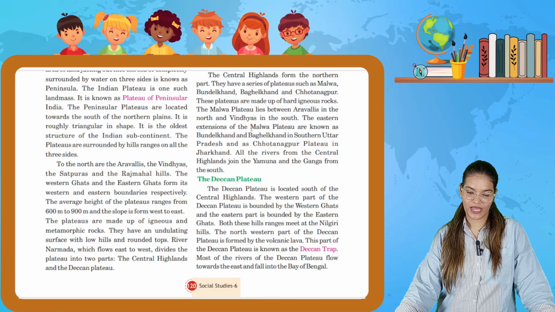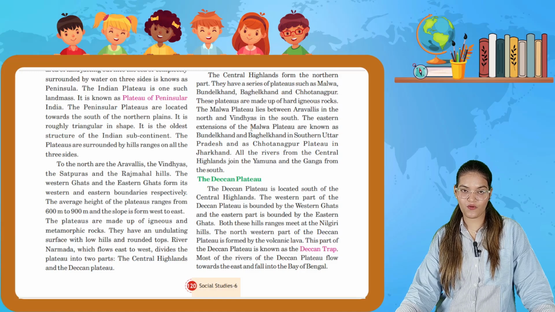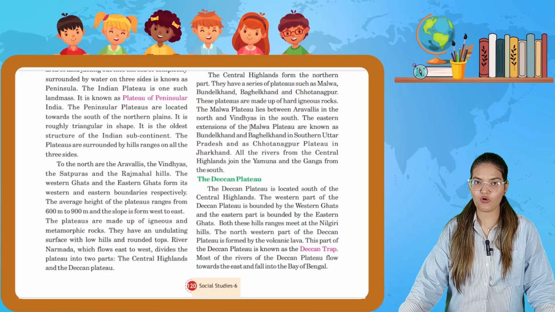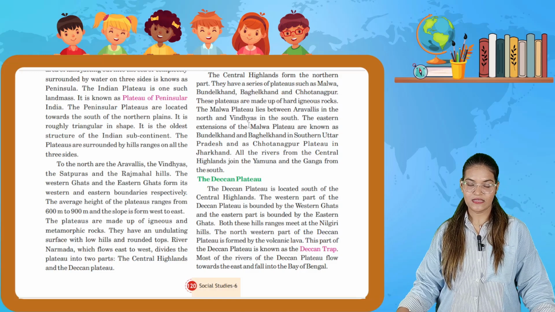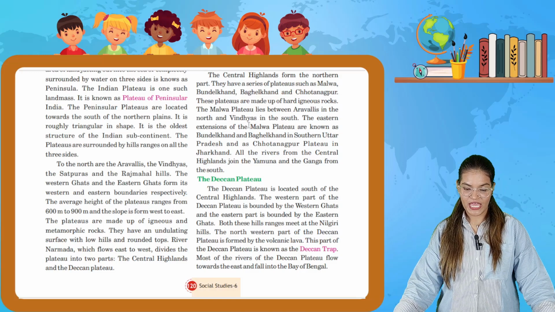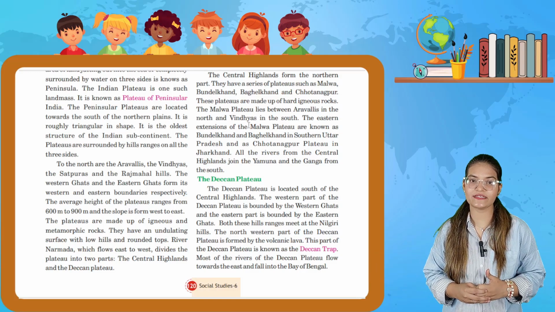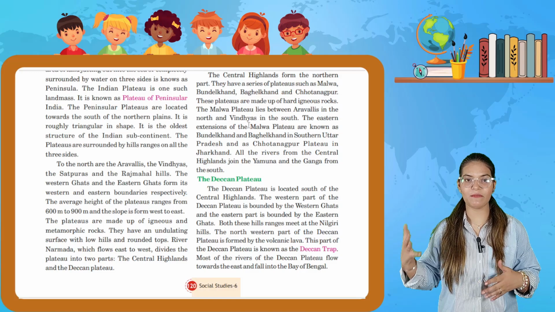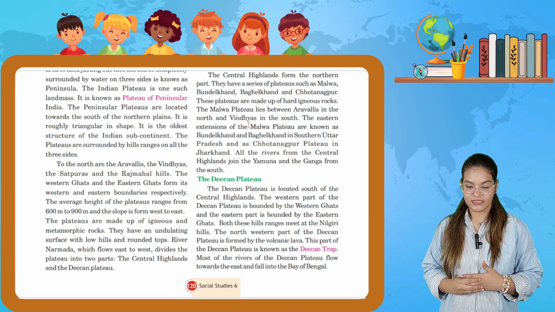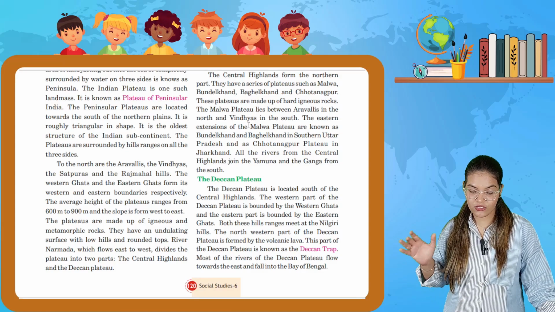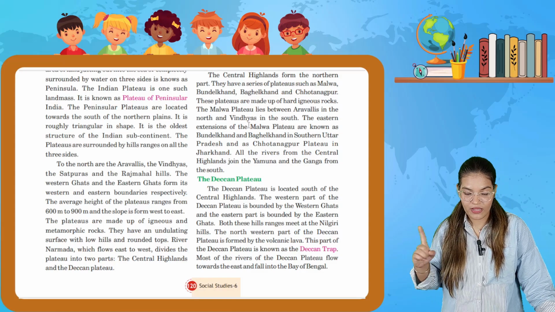The average height of the plateau ranges from 600 meters to 900 meters and the slope is from west to east. The plateaus are made up of igneous and metamorphic rock. जो plateaus हैं, that are made up of igneous and metamorphic rocks. They have an undulating surface with low hills and rounded tops.